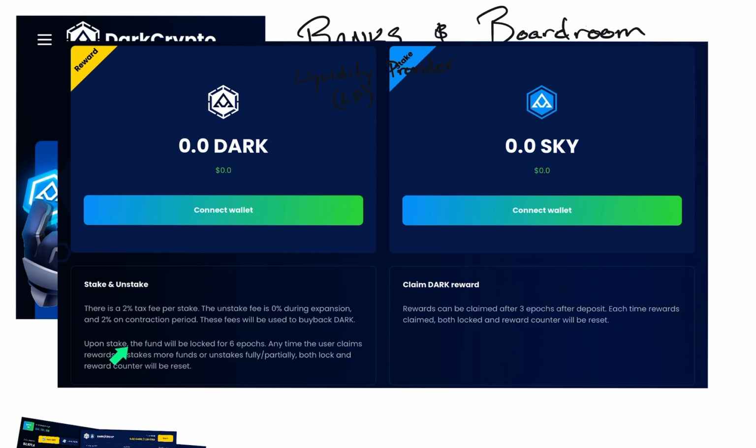And then, here you go. Upon stake, funds will be locked for 6 epochs. So your Sky can't be removed for 6 epochs after you stake it. You can't claim rewards until after 3 epochs, and you can't take your Sky back out until after 6. So at a minimum, and again, remember, an epoch is 8 hours, so that's 3 per day. So 6 epochs, 2 days. 3 epochs, 1 day. I hope that makes sense, guys.